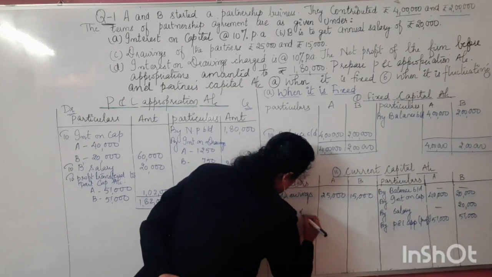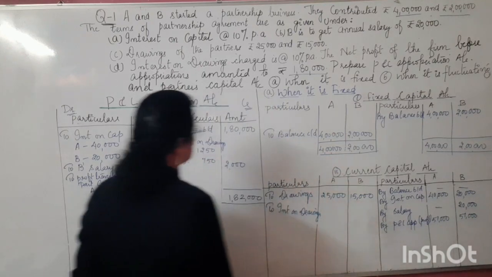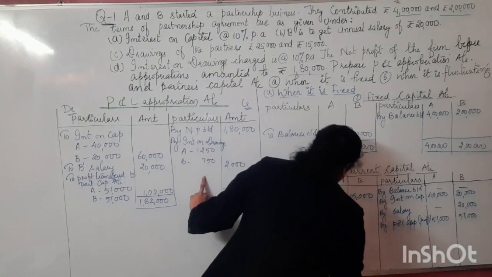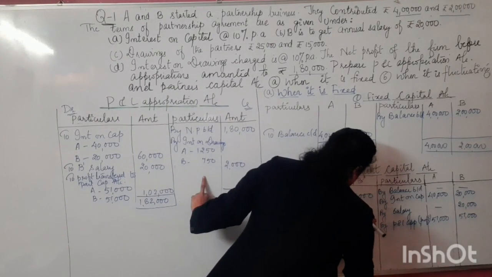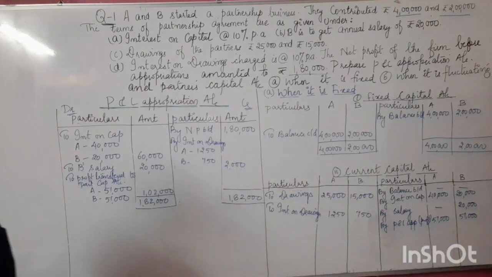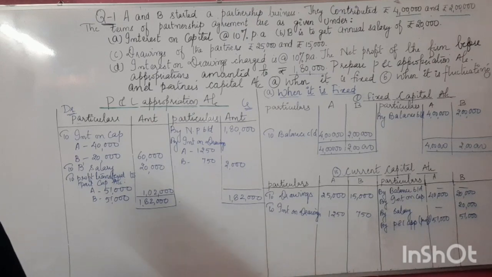interest on drawings. How much interest on drawings did we calculate here? The same thing will be transferred. Okay, 1250 and 750. Okay, how much is it? 1250 and 750. Okay, and there is no other information as such that you can find over here.